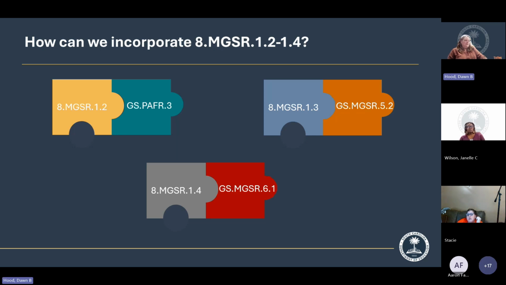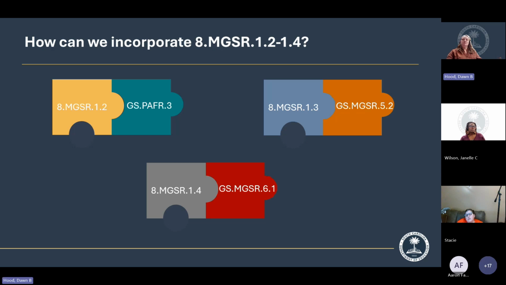We look at some of the GS indicators. Let me tell you what 1.2, 1.3, and 1.4 are, and that might help. So 8.1.2 is find the distance between any 2 points in the coordinate plane using the Pythagorean theorem. 1.3, given the Pythagorean theorem, determine unknown side lengths in right triangles in mathematical and real world situations. 1.4, determine if a given set of sides forms a right triangle.